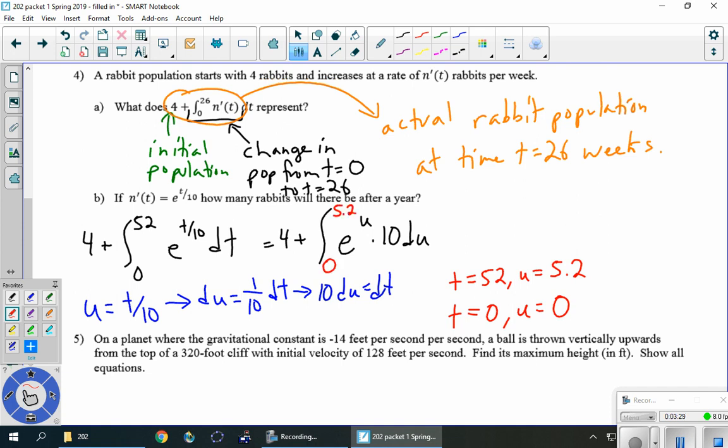And now after we do the integral, we don't need to go back to t's at the end of this problem. 4 plus. Okay, that 10 is a constant multiplier. It comes outside the integral. The integral of e to the u du is simply e to the u plus a constant. But in this case, we're not doing that. We're doing a definite integral from 0 to 5.2. And as I just mentioned, we don't substitute back in for the t. We just plug in 5.2 and 0 for these u's right here. 4 plus 10 e to the 5.2 minus 10 e to the 0.